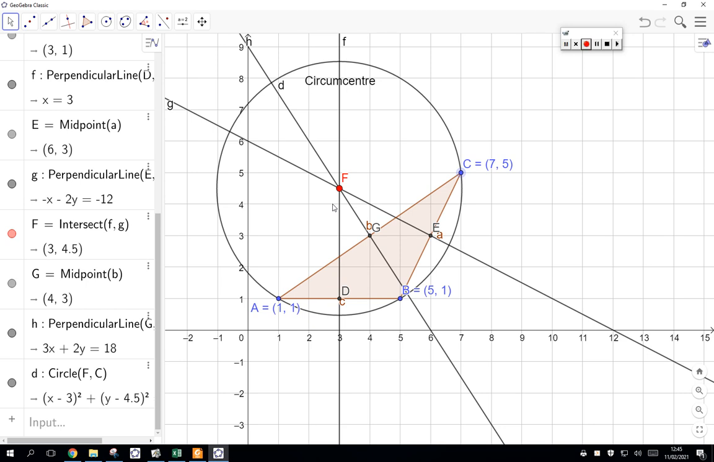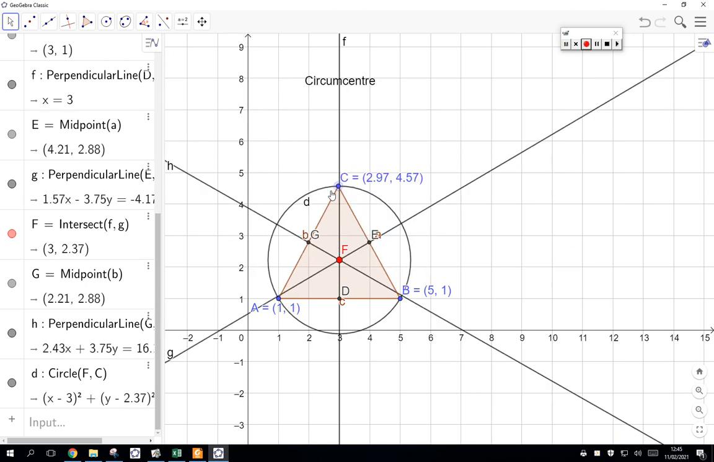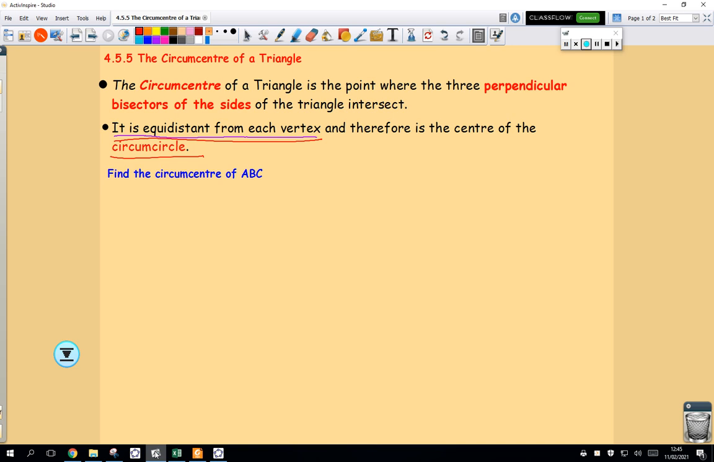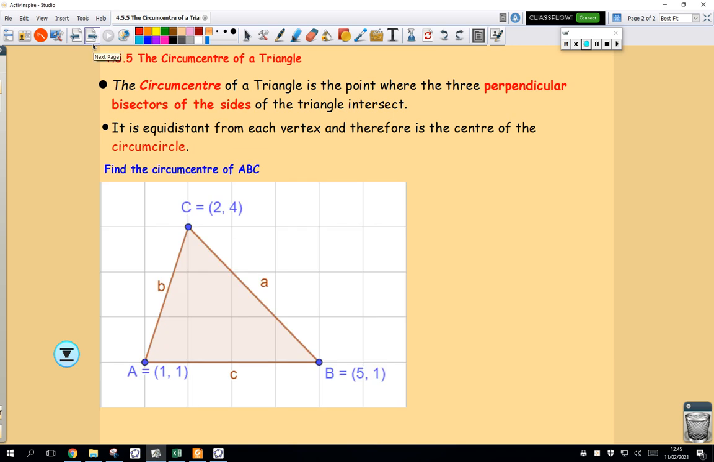Let me look at how I would find that circumcenter. Let me go back to my original triangle that I had. 1, 2, 4, 5, 1. So there's, I think, the original triangle I had. You can see that point there is actually 3, 2. I want to see if I can find this without GeoGebra. So I want to find the circumcenter of the triangle without using GeoGebra.